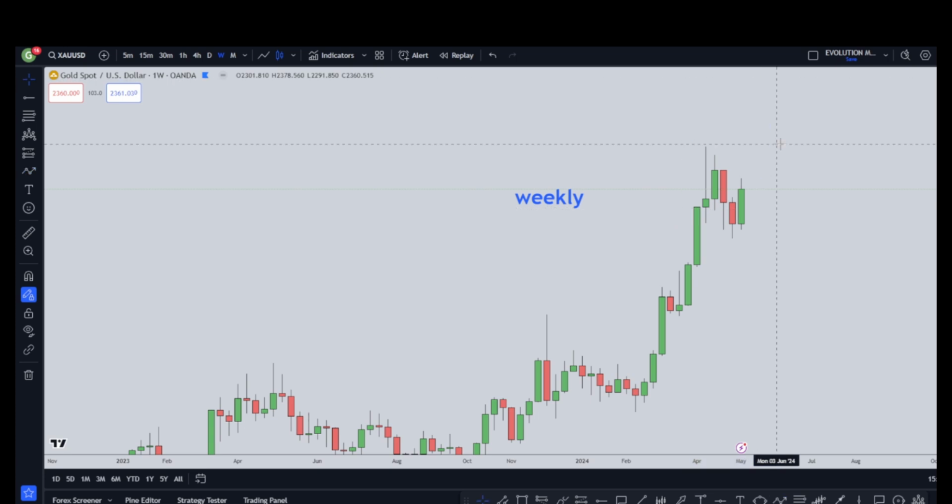So what we'll be doing is positioning ourselves in the lower time frames to time these shifts early on in the market so we can take advantage of them to make profits in the market. So we'll see how the week will play out.